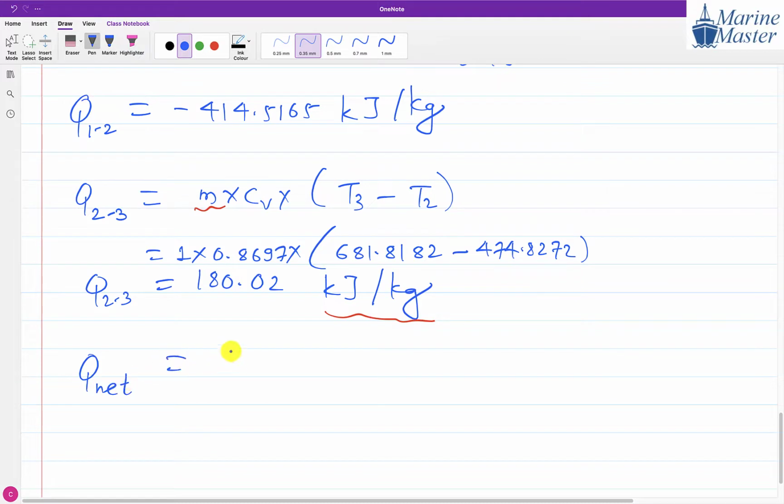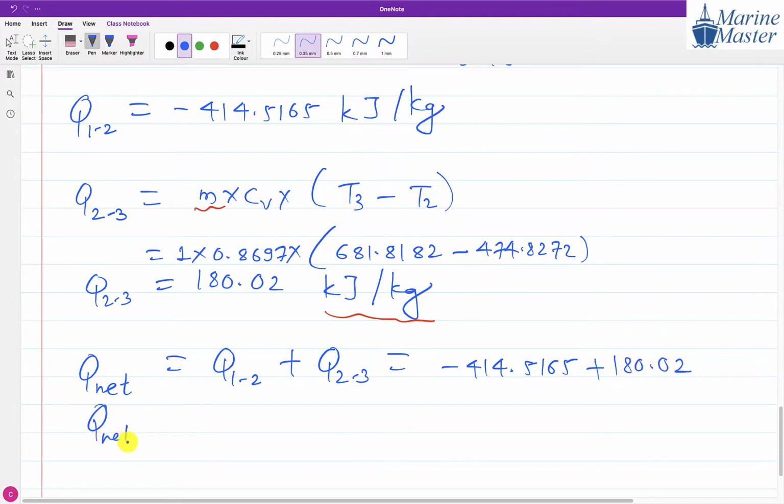Q net will be what? Q1 to 2 plus what? Q1 to 2, how much did we calculate? Minus 414.5165. Q2 to 3, how much did we calculate? 180.02. So how much value of Q net will we get? Please do the calculation. Minus 414.5165 plus 180.02 gives minus 234.4965 unit kilojoule per kg.